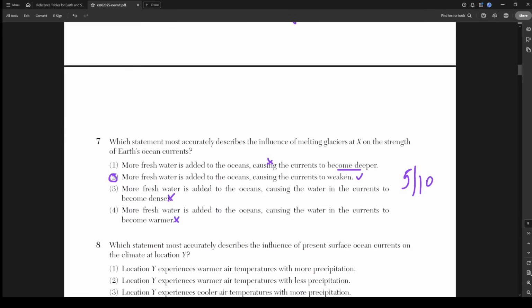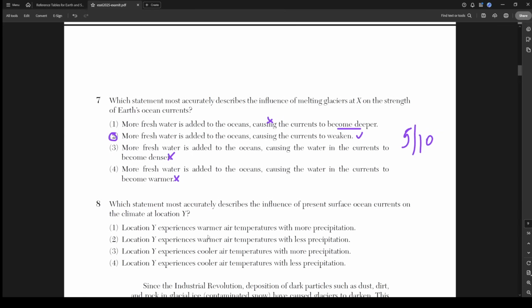Let's see. Location Y experiences warmer air temperatures with more precipitation. Okay, so this is what we have to know for this. If it's warm, there's more precipitation, because warm water is going to be evaporating, making clouds, making more rain. So this could be the answer. We don't know. But warmer air temperatures is not going to be less precipitation. That's wrong. Cooler would be less. It's going to be the opposite. So it's either going to be 1 or 4.